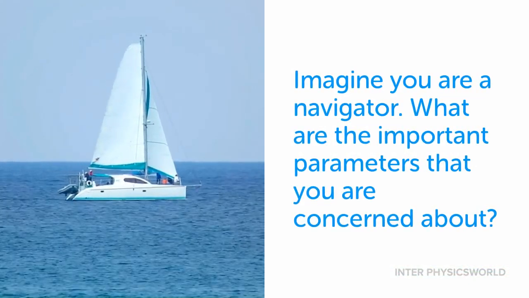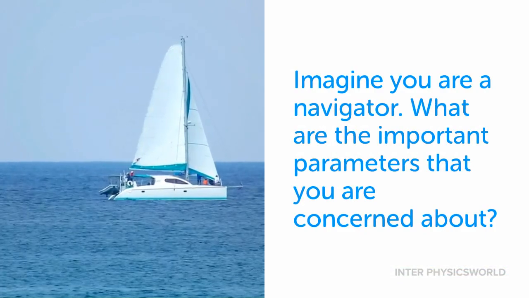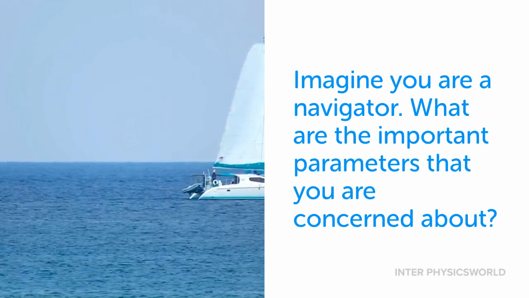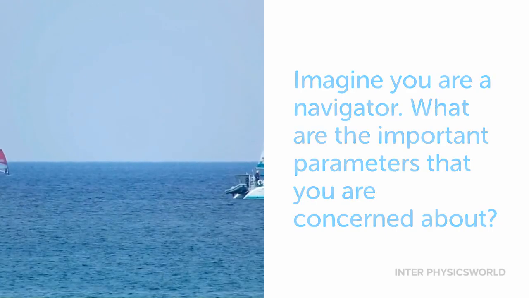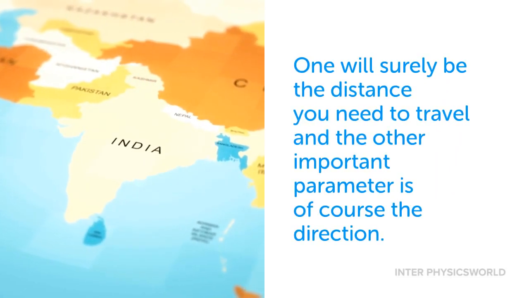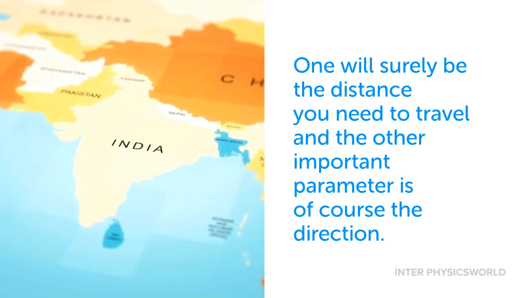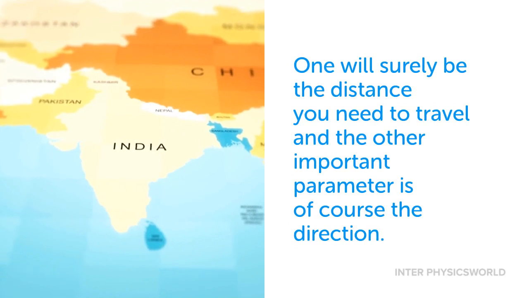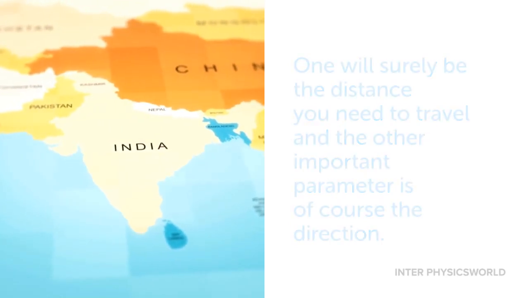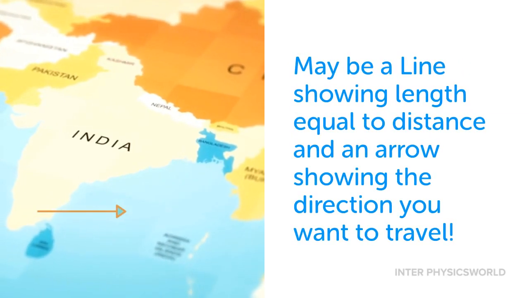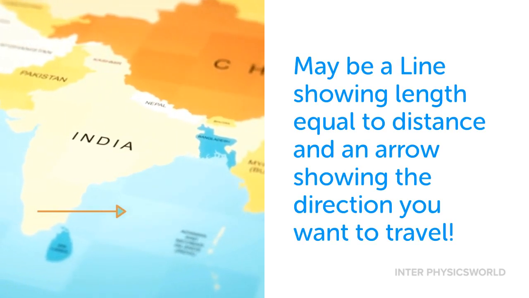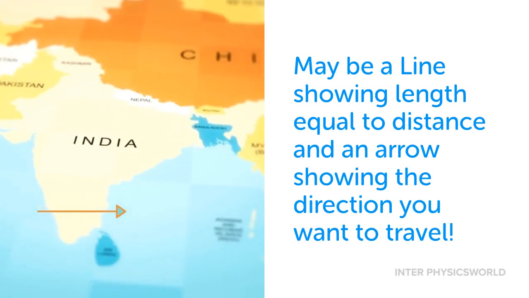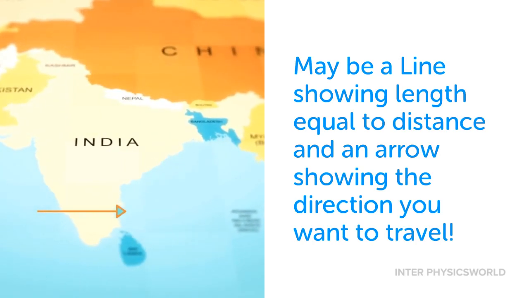Imagine you are a navigator. What are the important parameters that you are concerned about? One will surely be the distance you need to travel, and the other important parameter is, of course, the direction. How can we denote this on a map? Maybe a line showing length equal to distance and an arrow showing the direction you want to travel?